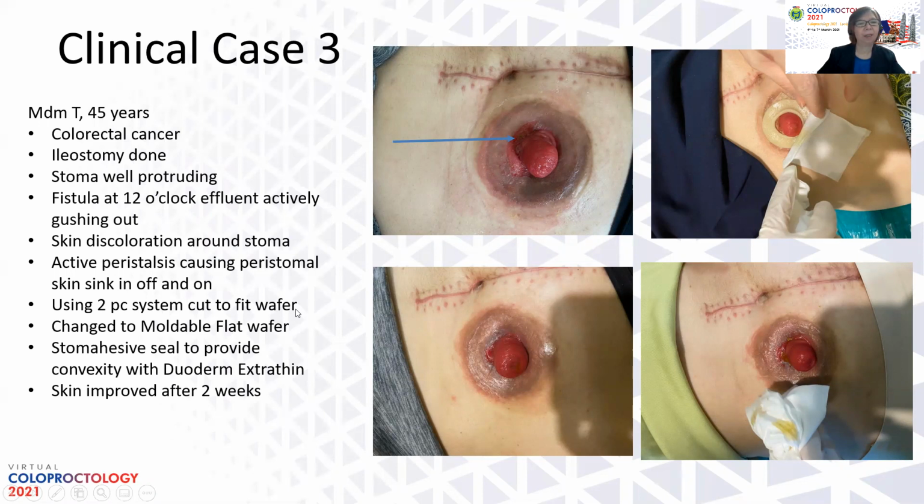After that, I suggested she use a moldable flat wafer, which she found much better. Even though it is not convex, she uses a stoma adhesive seal to add some convexity, and she was able to manage well. For the skin area, she was using some duoderm extract, and the skin improved after 2 weeks. You can see after that, the patient is able to manage on her own already.